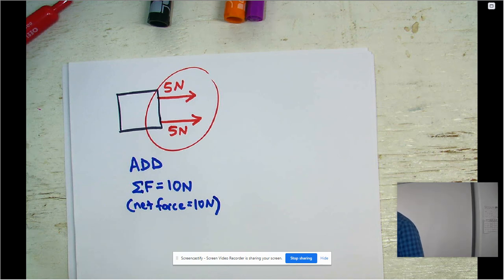If they're in the same direction, we're going to go ahead and add those forces together. Now, you can have a situation where you have your object. Let's say that you have 5 newtons to the right, and let's say that we have 5 newtons to the left.